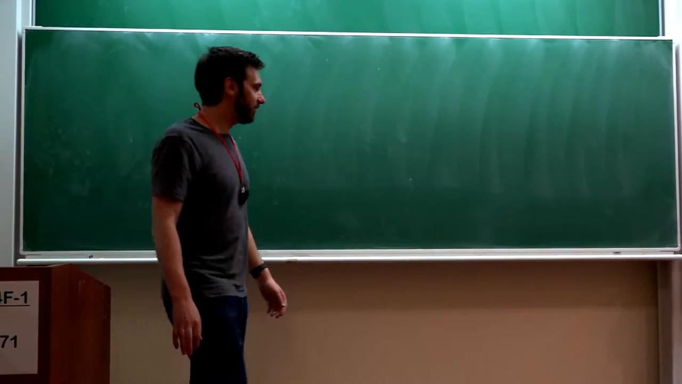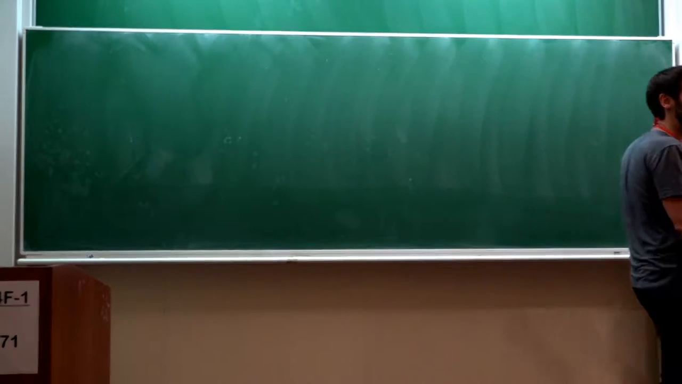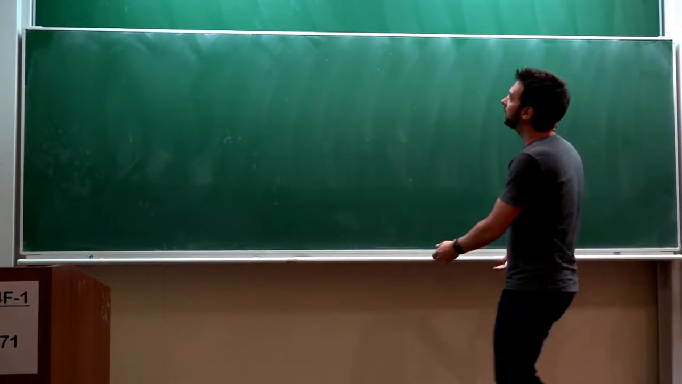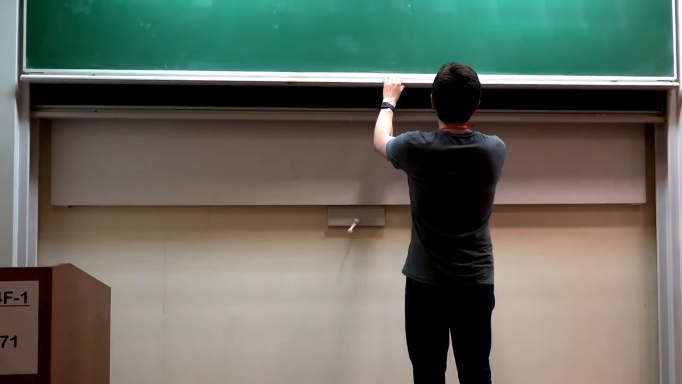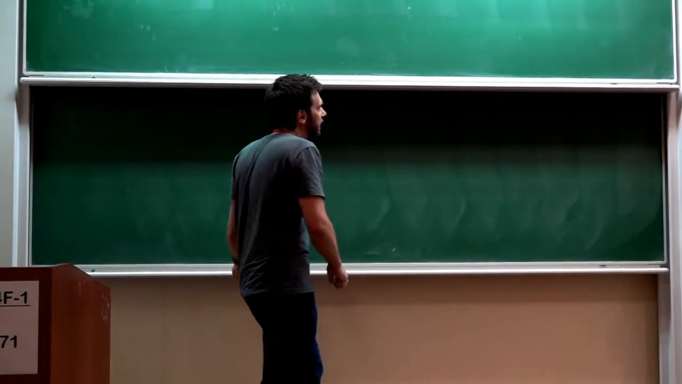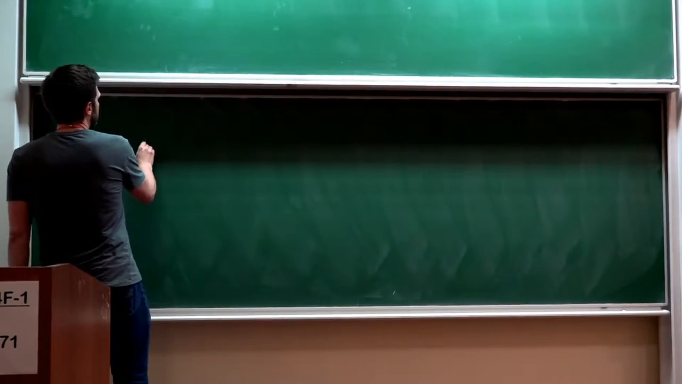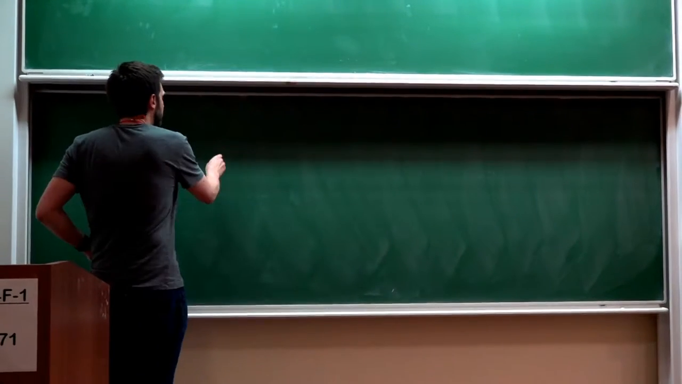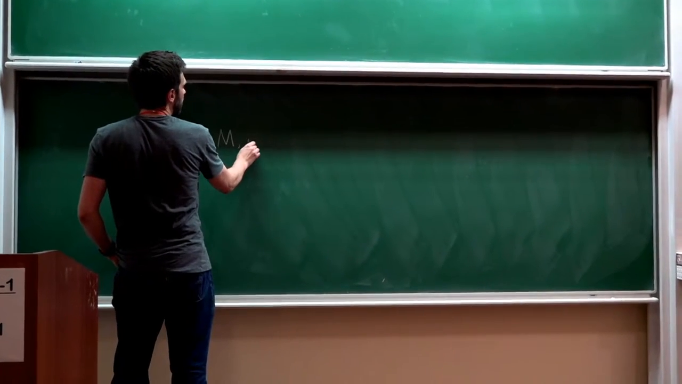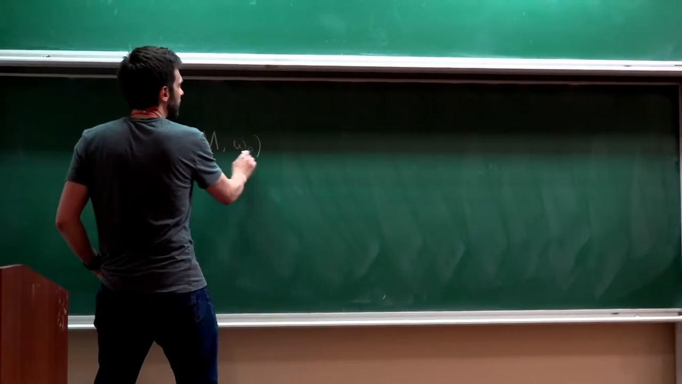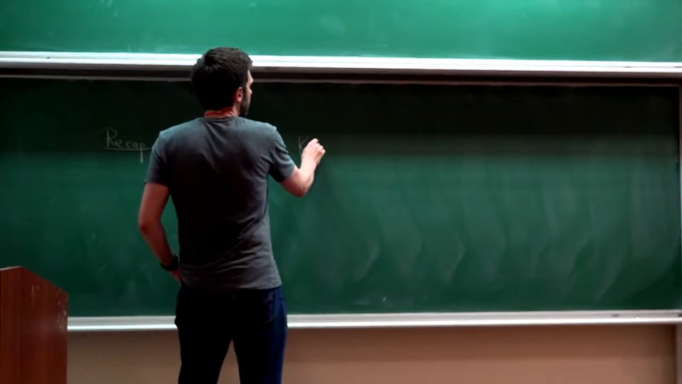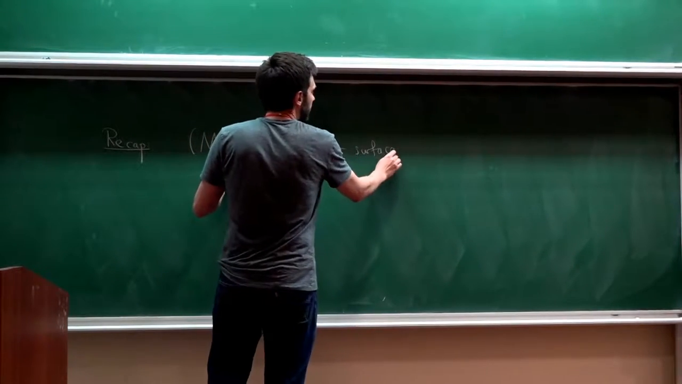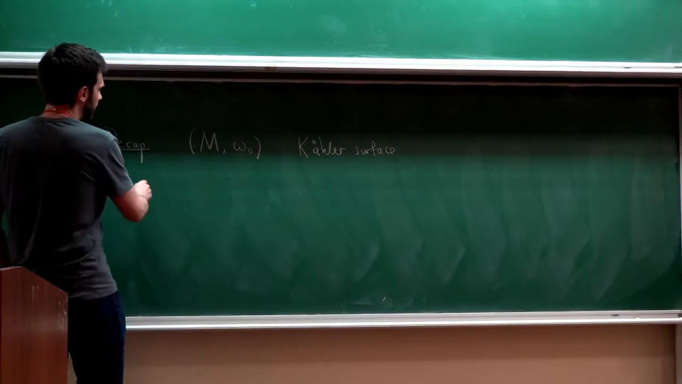So last time I didn't really give any proofs, so this time I'm going to actually prove some things. Let me quickly recap. So last time, quick recap. I mentioned that we're going to work with M as a Kähler surface, so complex dimension 2, and omega naught is some fixed Kähler metric.